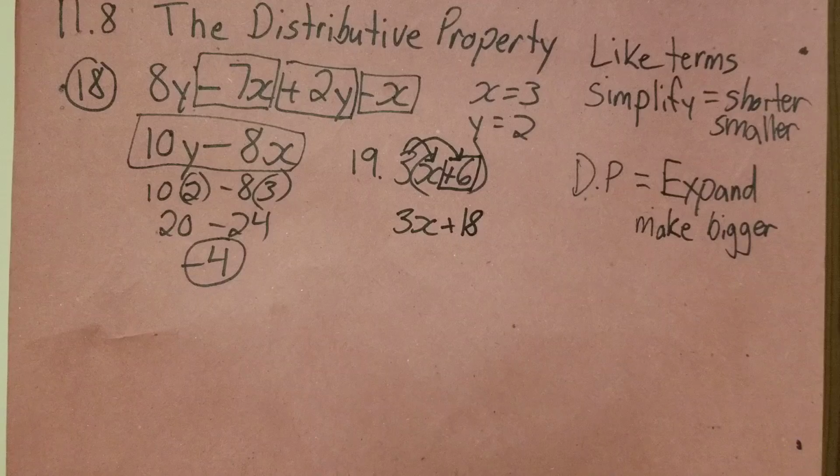Now, some of you might say, that's not any longer or shorter, but that's mathematical. That's what we call expanding. It's bigger. That's it. I don't do anything else. That's all we're doing on this sheet. The distributive property. We're getting rid of the brackets.